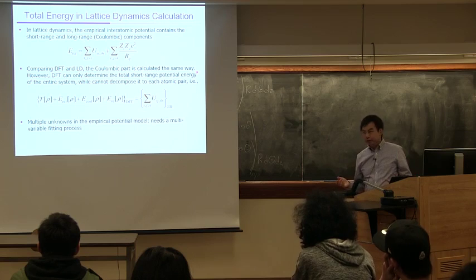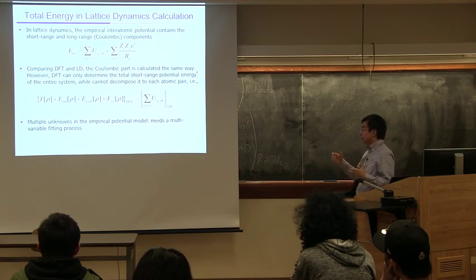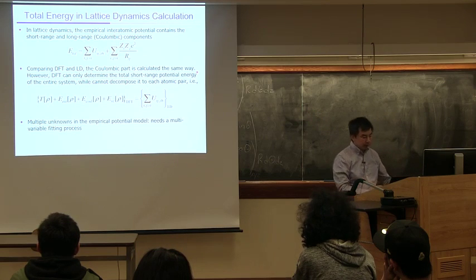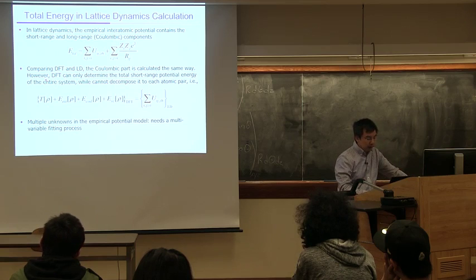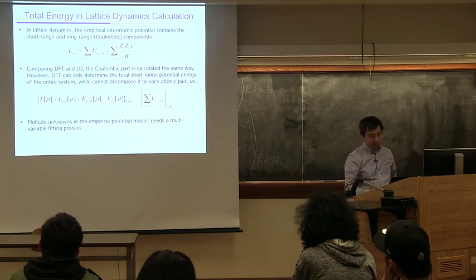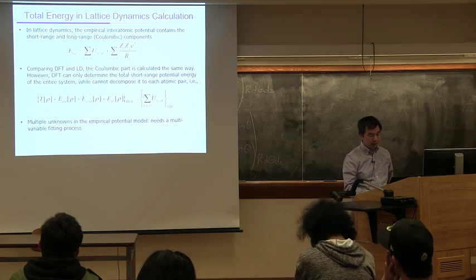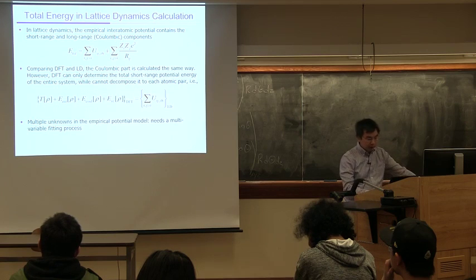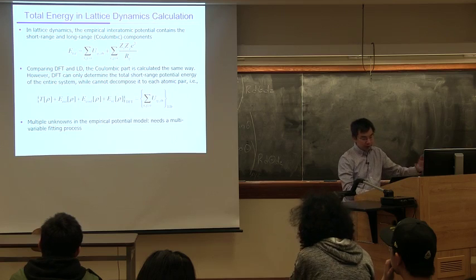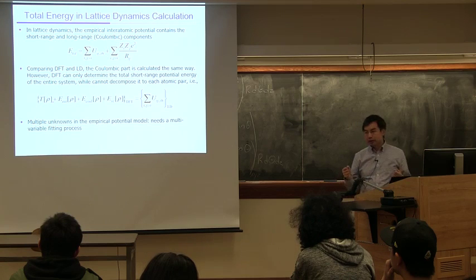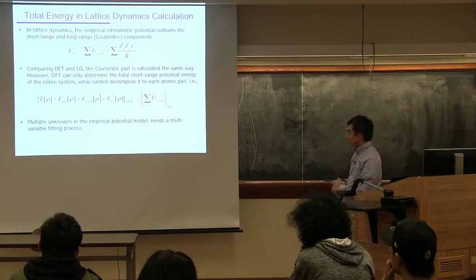In the DFT total energy, the Coulomb interaction between ions is calculated using this simple formula. So the same way. The DFT can only determine the total short range potential energy of the entire system, so that we can build this one-to-one correspondence between DFT and lattice dynamics, right? In the DFT, we have basically the entire system. We cannot separate these interactions to each pair. It's a multi-body interaction, right?